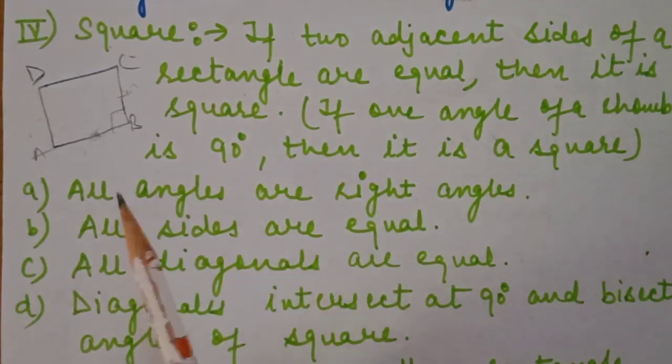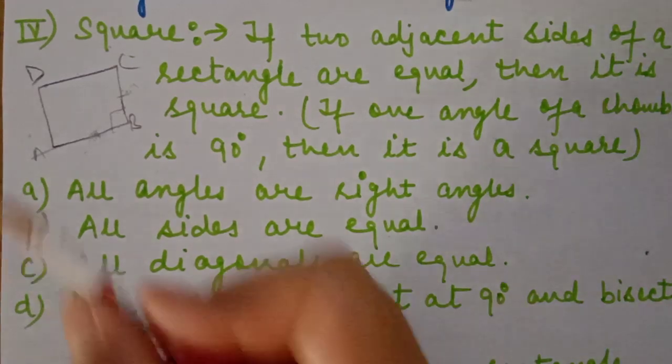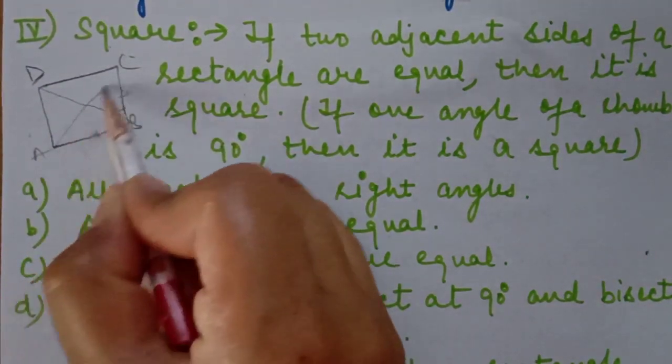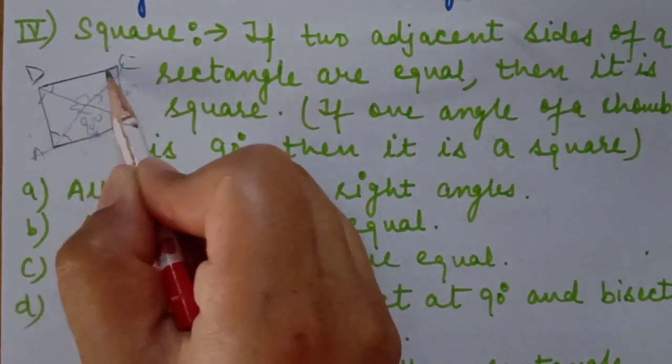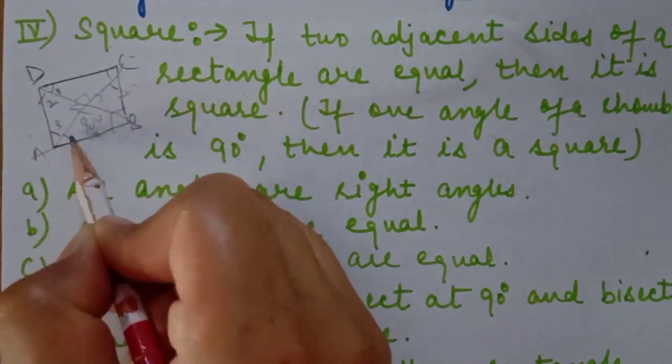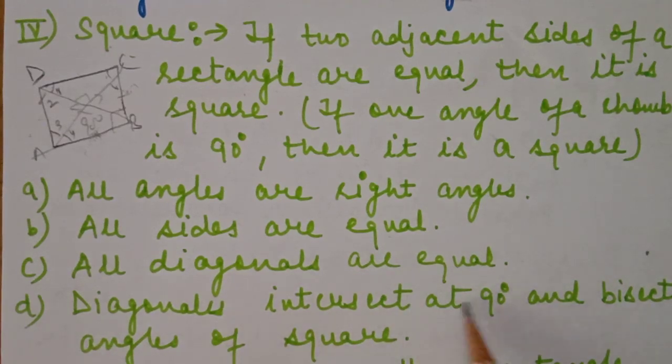The properties of a square are: all angles are right angles, all sides are equal, and all diagonals are equal. All means two diagonals; we have two diagonals in a quadrilateral. Diagonals intersect at 90 degrees and bisect the angles of the square. It means the diagonals bisect each other at 90 degrees and they bisect the angles also. It means 1 is equal to 2, 3 is equal to 4, 5 is equal to 6, 7 is equal to 8.